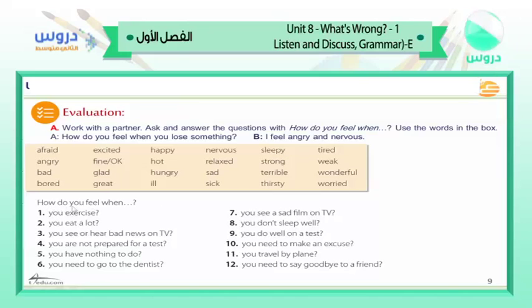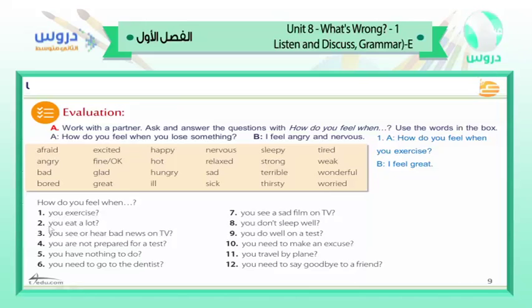Very nice. So we have to use this one, how do you feel when? And we want to follow it by those sentences, or part of questions. Okay, how do you feel when you exercise? The answer is I feel. So what do you think? I feel what? I feel, for example, excited. I feel excited. Very nice. So the question, how do you feel when you exercise? I feel great. Can you see great? Where is it? This is great. I feel excited. I feel happy.